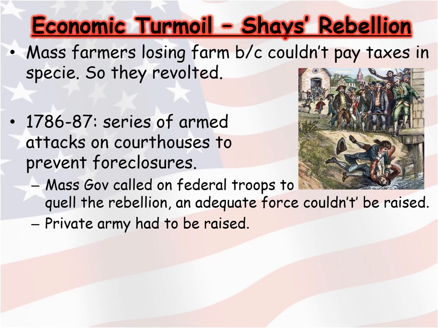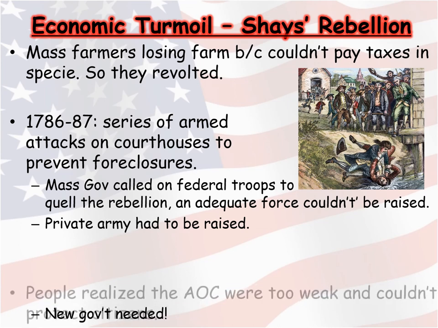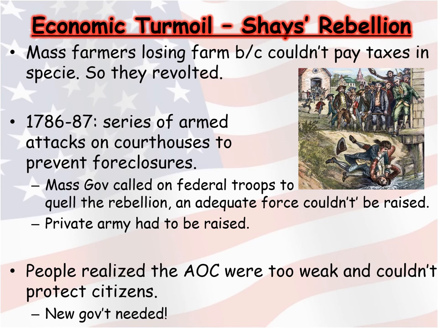The Massachusetts governor called on federal troops to try and quell the rebellion, but the Articles of Confederation Congress, since they can't demand soldiers, could not raise an adequate force in enough time. Eventually, a private army had to be raised to handle it, and finally it got shut down, but not before its effects were widely felt. People began to see the Articles as being too weak and unable to protect their citizens, so there was a call for a stronger national government.